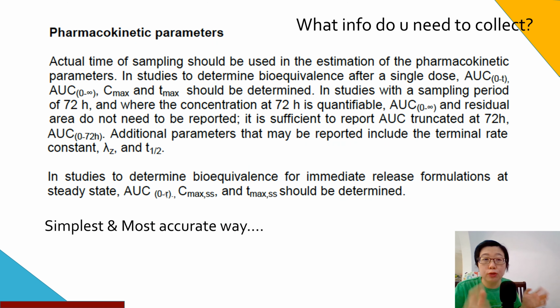So what info do we need to collect? In a way, as mentioned, the three main parameters. If it's the AUC to infinity, we try to cut off at 72 hours, as mentioned in all the guidelines and in the earlier video as well, whereby the 5 to 6 half-lives, most of the time, should end at around 72 hours. So the cutoff point is at 72, right?